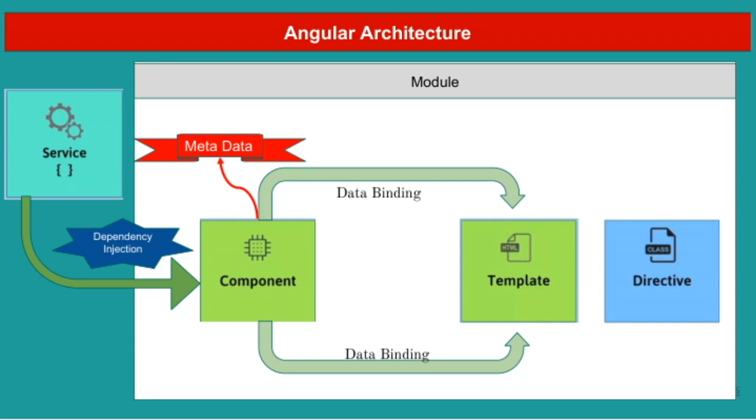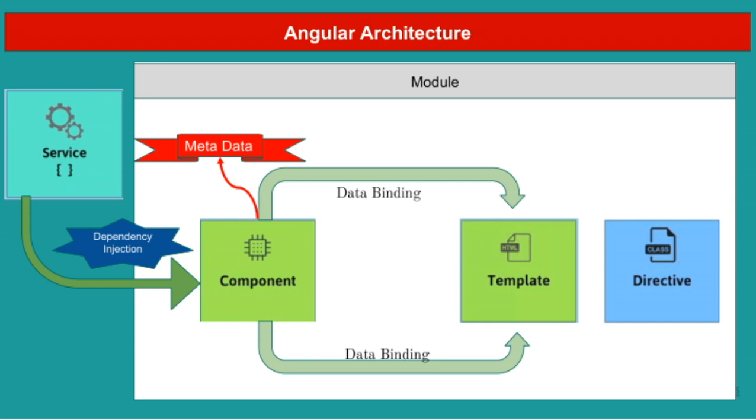Then there's data binding, which is a fundamental feature that connects your application's data to the user interface. It's what makes your app dynamic and interactive, automatically updating the view when the data changes. We see it mentioned twice here, emphasizing its importance. It's a key part of how Angular keeps the UI and data in sync seamlessly.